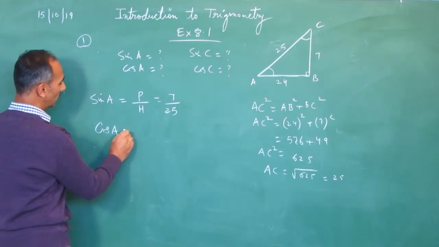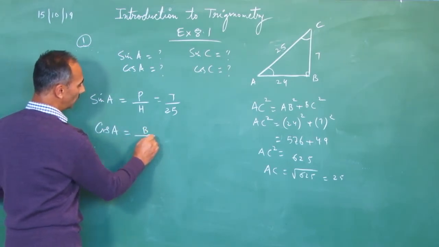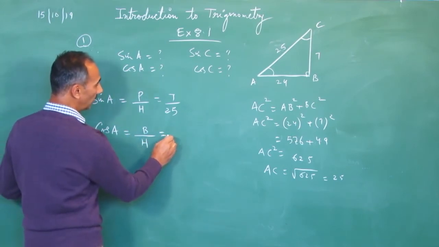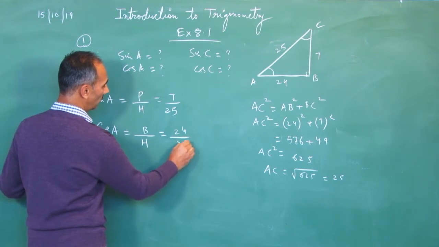My cos of A is base by hypotenuse, B by H. Do keep on writing B by H. That way things get registered in your mind. Base is 24, so it is 24 by 25.